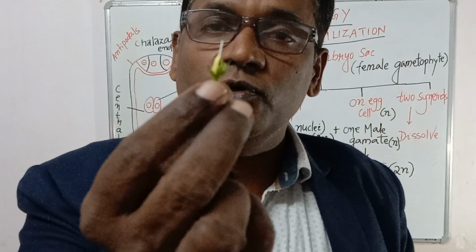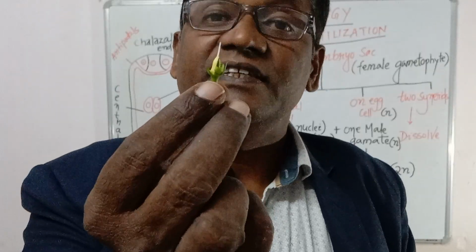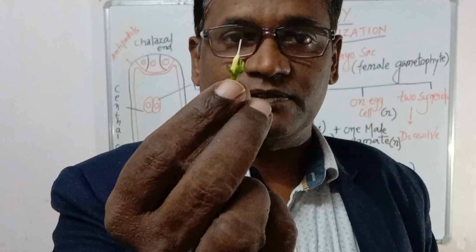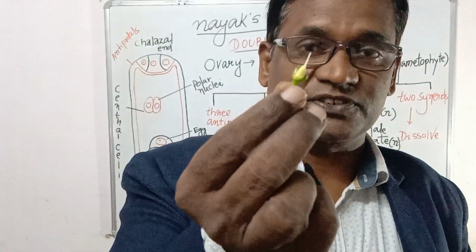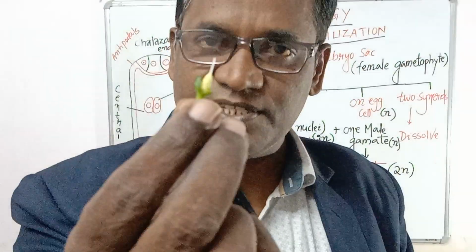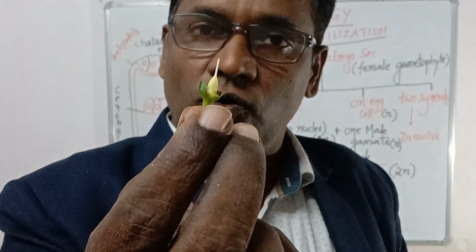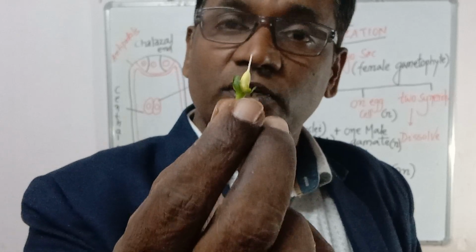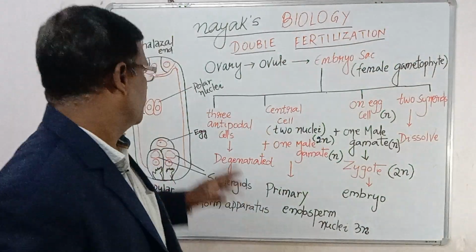Inside the ovary, the ovule is present, and inside the ovule, the embryo sac is present. Now you are studying the embryo sac. Are you clear? It is the ovary of the flower of hibiscus, and inside the ovary, the ovule is there. Inside the ovule, the embryo sac is there. Now come to the board.